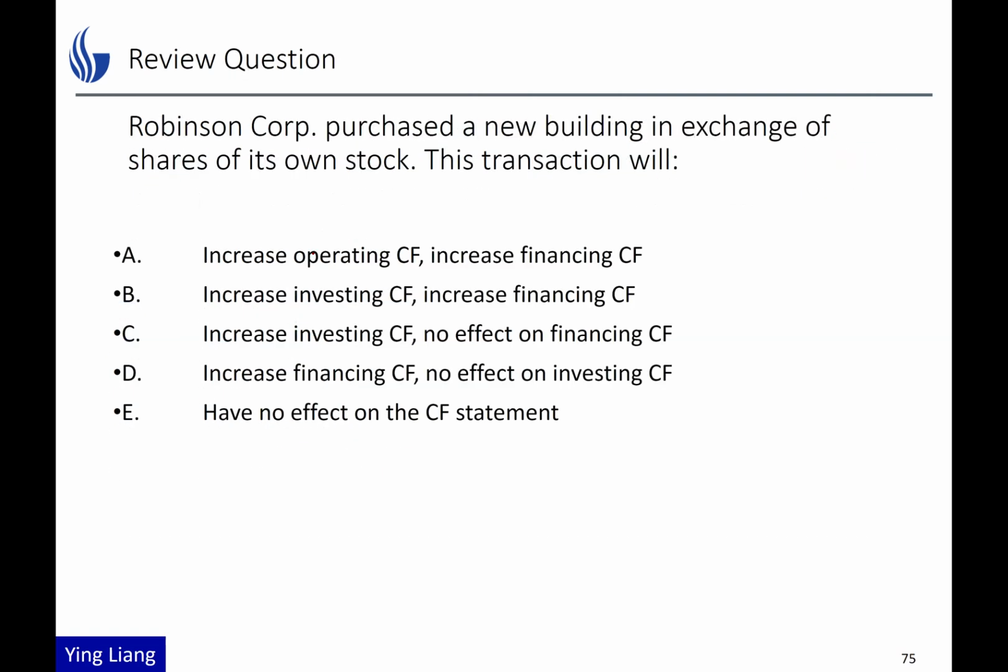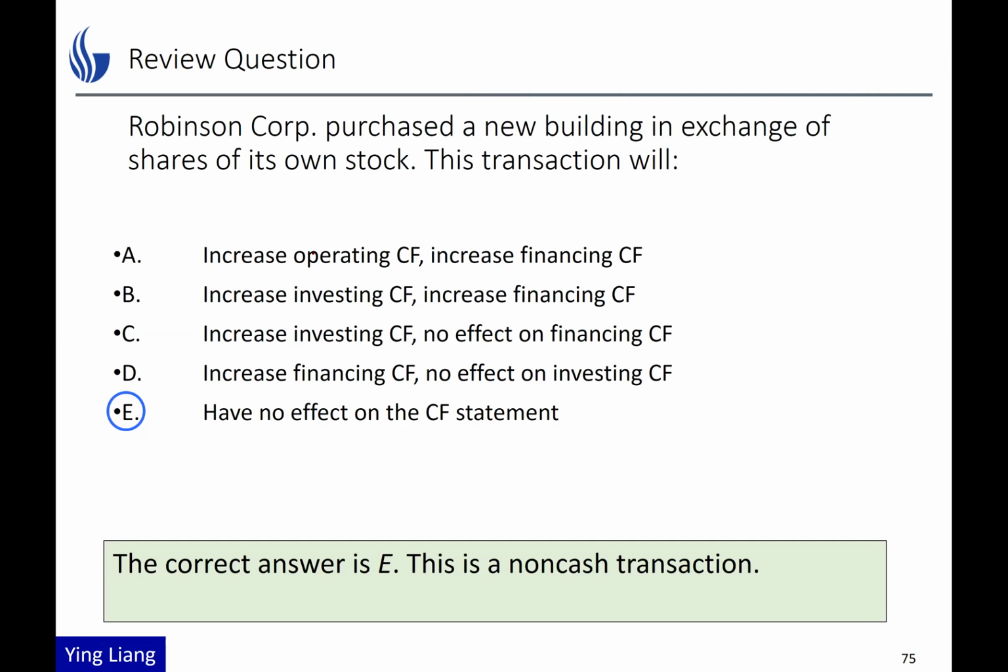Last question. Robinson Corp purchased a new building in exchange for shares of its own stock. This transaction will... you can pause here and think about it. The answer is E. Well, because the transaction just has no cash involved, right? You have a new building. In exchange, you issue more shares. Where is cash? No cash. So again, for the cash flow statement, you have to have cash involved. So there's going to be no effects on the cash flow statements.